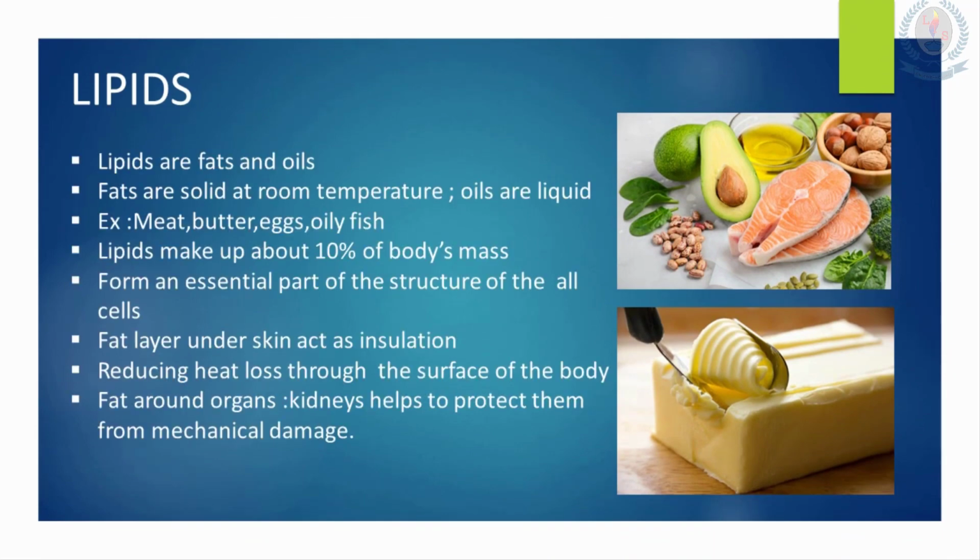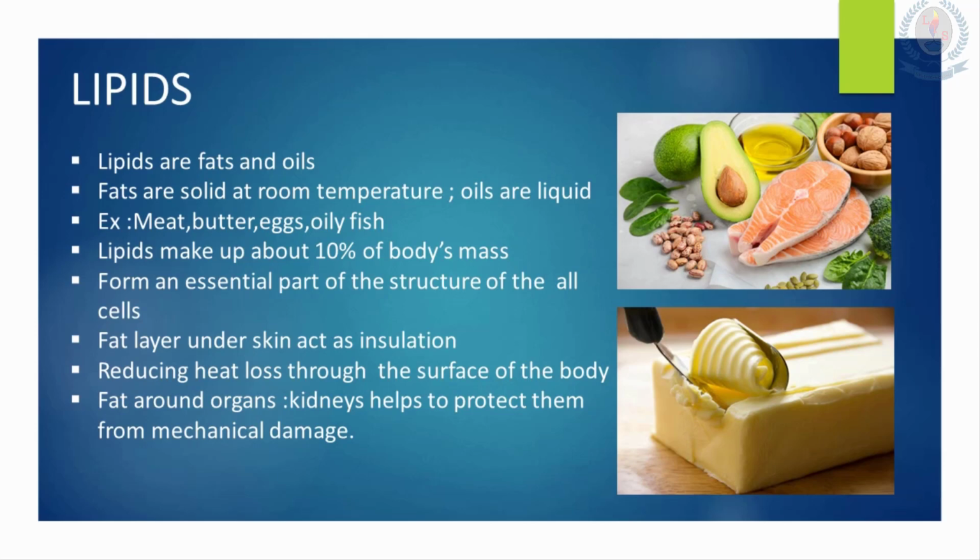Now let's see about lipids. Lipids are mainly fats and oils. Fats are found in solid form at room temperature, and oils are found in liquid form. Lipids are mainly made out of fatty acids and glycerol. Some examples of lipid-containing foods are meat, butter, cheese, milk, egg, and oily fish. All of them are rich in animal fats. When considering vegetable oils, they are also rich in lipids.